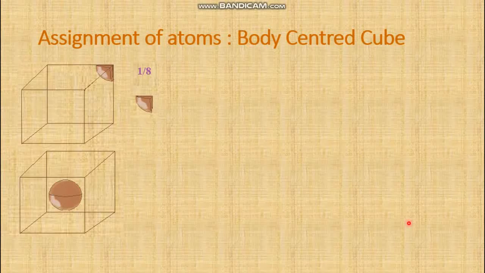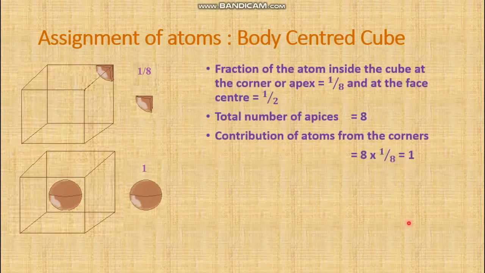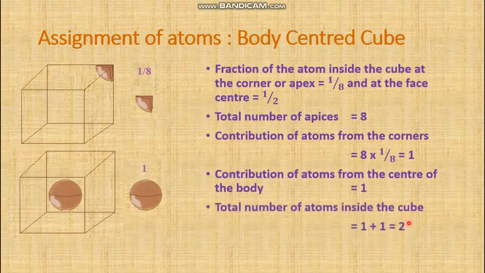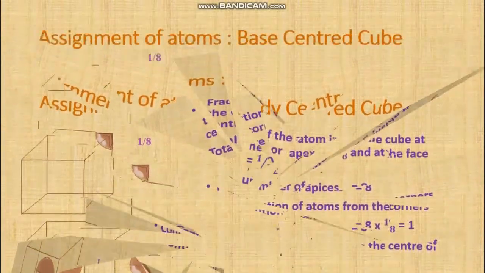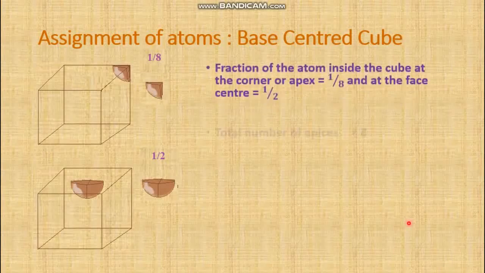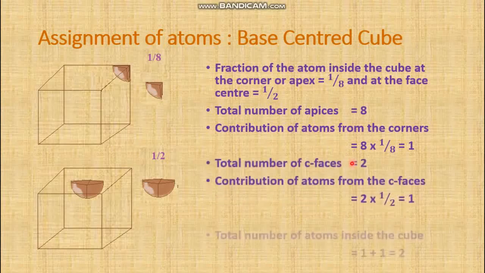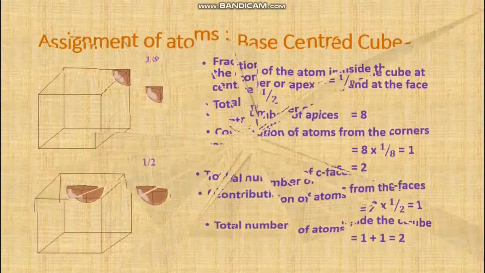In case of body centered cube, 1 is contributed from the vertices and 1 is contributed from the body center. So overall 2 are assigned inside the BCC space lattice. Finally, the C-face centered space lattice has 2 assigned inside. Okay, so these are all written here. 1/8 into 8, half into 2, so 1 plus 1 equals to 2.